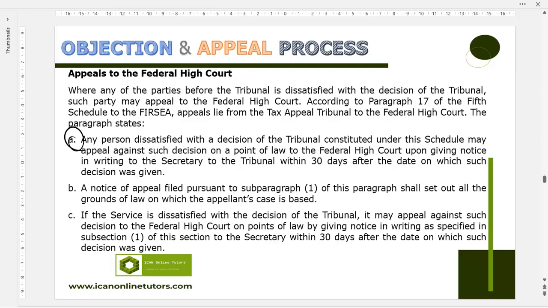Then also, if the service is dissatisfied with the decision of the tribunal, it may appeal against such decision to the Federal High Court on points of law by giving notice in writing as specified in subsection 1 of this section to the secretary within 30 days.